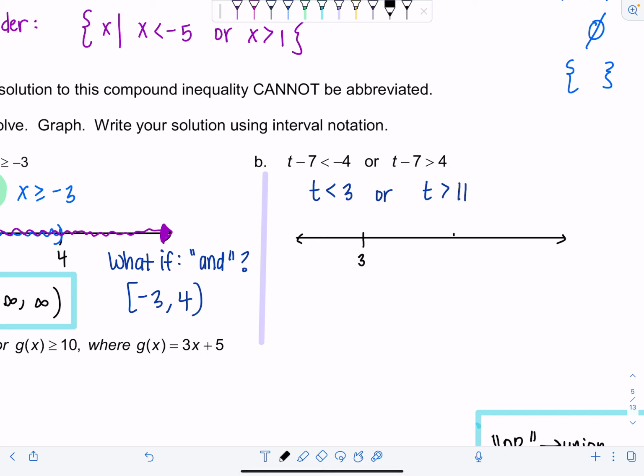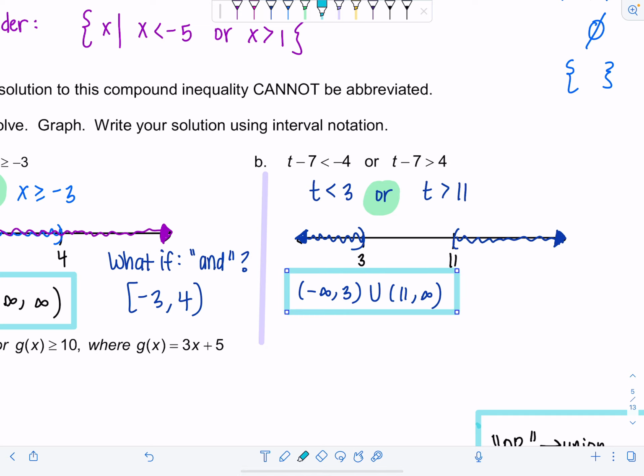Here's 3. Here's 11. T is less than 3, parentheses or bracket? Why parentheses? Yes. Shade to the left. T greater than 11, parentheses, shade to the right. And notice the word is "or." Okay, so our answer is going to be the union of everything that we see shaded on the number line. Well, again, I see two separate parts shaded, so I'm going to have to list out two intervals. First one goes from negative infinity to 3, union 11 to positive infinity. Did we get it?